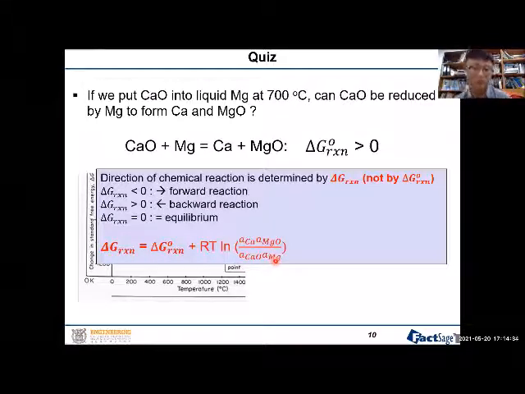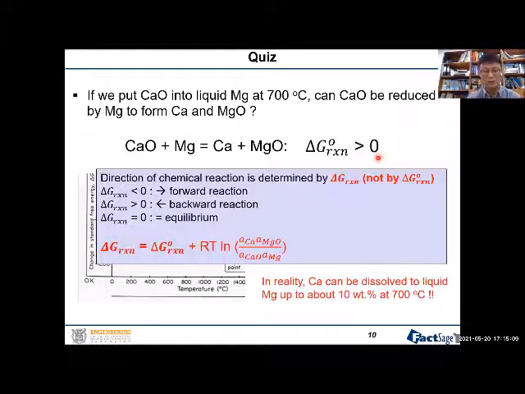I think all of you learned activity before. This activity depends on your system. It is changed by the interaction with the surrounding species, especially when you make a solution phase. So we cannot have only one solution. If this is always higher than 0, people cannot do anything. We cannot produce calcium. But by changing the environment, we can change this problem. We can change this reaction into a reverse reaction. In reality, calcium can dissolve into liquid magnesium up to 10%. Of course, we cannot make pure calcium, but we can make a calcium-magnesium liquid solution.